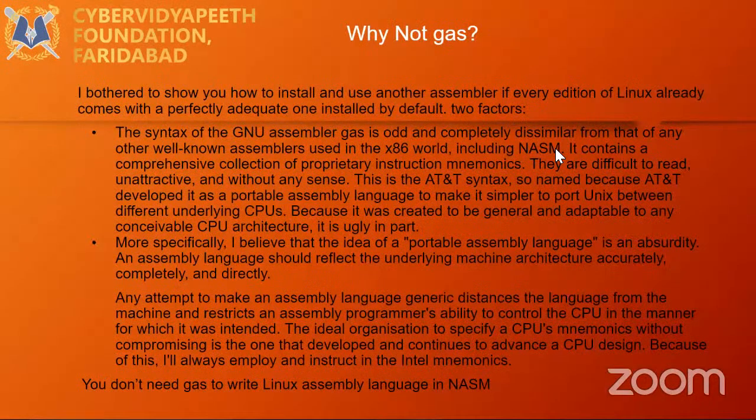A lot of people might be asking a simple question: why not use gas, the GNU assembler? I have been bothering you with the NASM assembler. I've been saying NASM, NASM, NASM, right? Why? The syntax of the GNU assembler gas is odd and completely dissimilar from that of any other well-known assembler using the x86 word, including NASM. It contains a comprehensive collection of proprietary instruction mnemonics. They are difficult to read, unattractive, and without any sense.